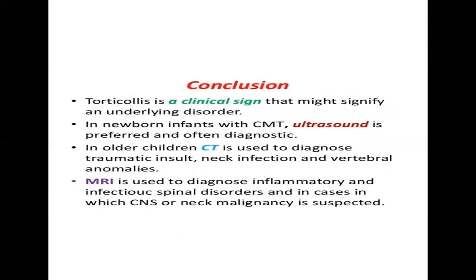Conclusion: torticollis is a clinical sign that might signify an underlying disorder. In a newborn infant with CMT, ultrasound is preferred and often diagnostic. In older children, CT is used to diagnose traumatic insult, neck infection, and vertebral anomalies. MRI is used to diagnose inflammatory and infectious spinal disorders, and in cases in which CNS or neck malignancy is suspected.